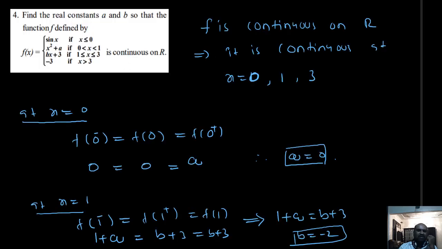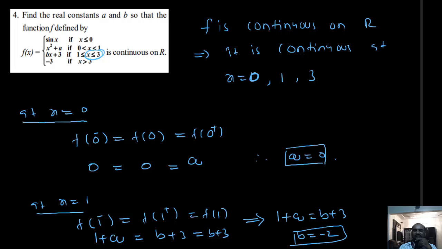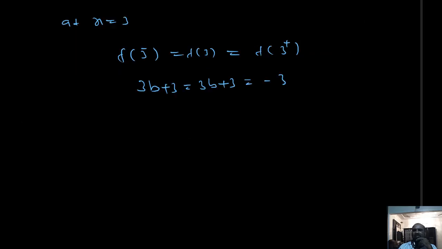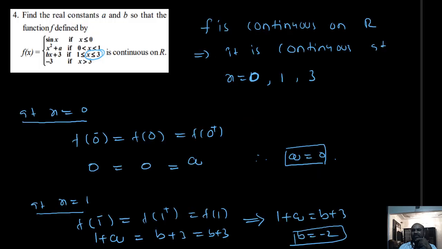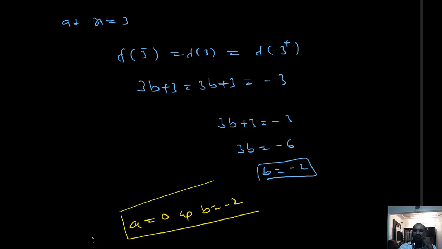F of 3 minus, where is that? Here, 3 minus. In this rule, put x equal to 3. 3b plus 3 equal to f of 3 plus. F of 3 plus is minus 3. What is the meaning of that? 3b plus 3 equal to minus 3. 3b equal to minus 6. b equal to minus 2. Means what you got previously for b is correct. Therefore final solution, a equal to 0 and b equal to minus 2 are the required values of a and b.